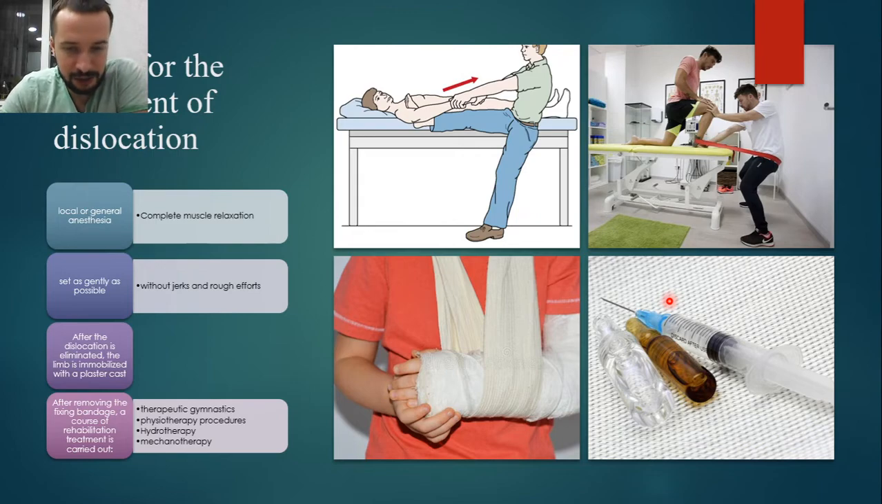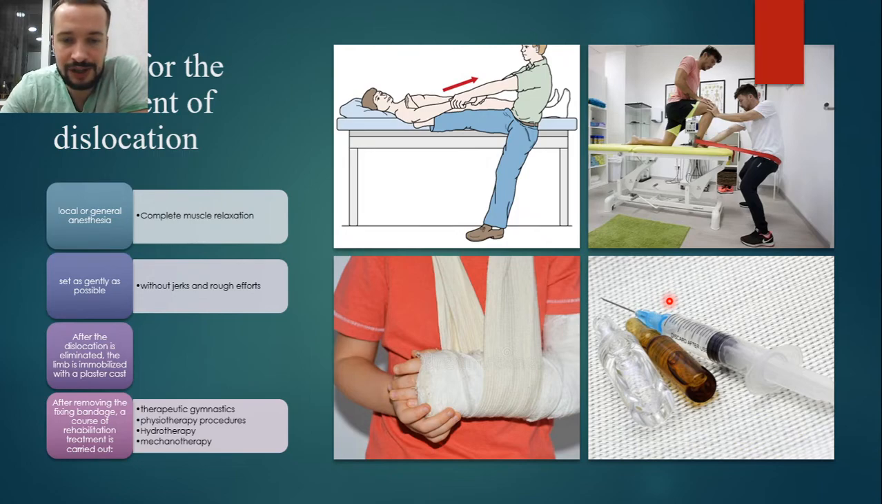The dislocated segment of the limb is adjusted in the most gentle way, without jerks and rough efforts. Because if you do any jerks or rough efforts, it will lead to an incorrect position of the joint, or maybe, for example, a broken bone or other problems.